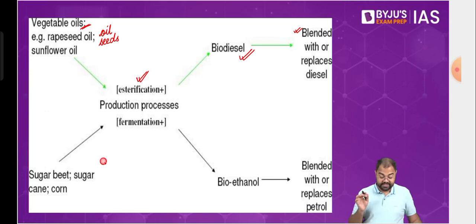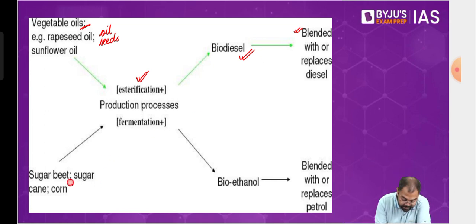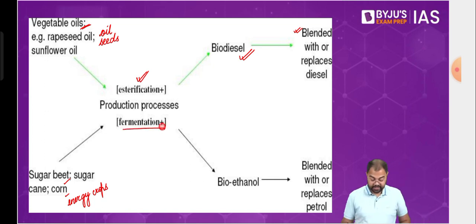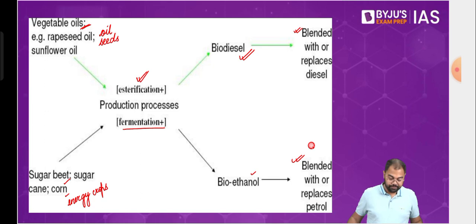Then in case of the second one, which is bioethanol, it comes from sources like sugar beet or sugar cane, corn, etc. Largely you'll see that the energy crops could be useful here. They go under the process of fermentation, and after fermentation, bioethanol is formed. So this bioethanol either can be blended with, or it can completely replace petrol. So one is for blending with diesel, and the second one is for blending with petrol. So this is how the first two are.